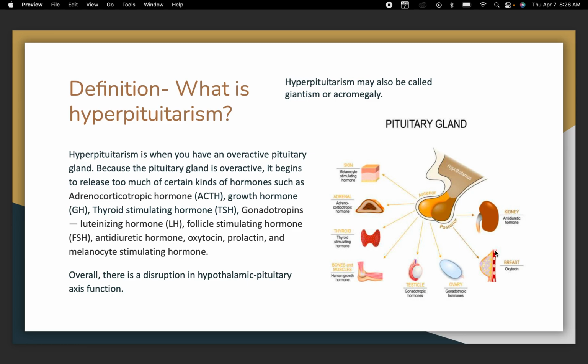And so overall, there's a disruption in the hypothalamic pituitary axis function, and hyperpituitarism may also be called giantism or acromegaly.